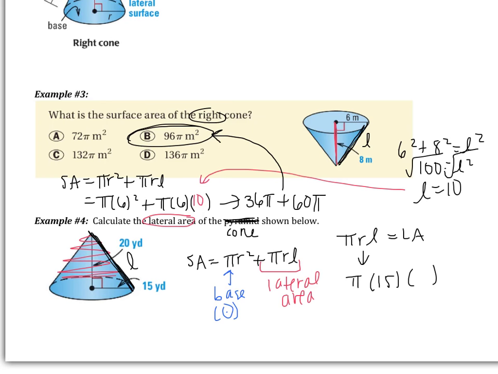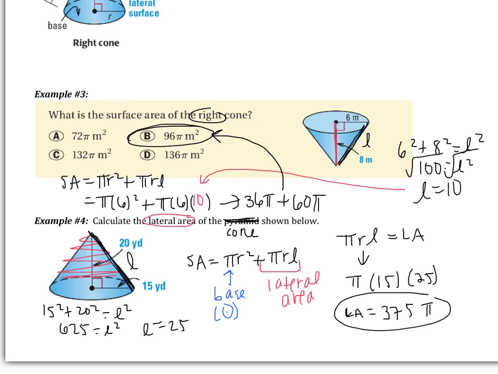As before, you had to do the Pythagorean Theorem to solve for L. We have 15 squared plus 20 squared equals L squared. 625 equals L squared. You should have gotten L to be 25. So now substituting that back in, our lateral area is going to be 15 multiplied by 25 pi. This ends up being 375 pi.